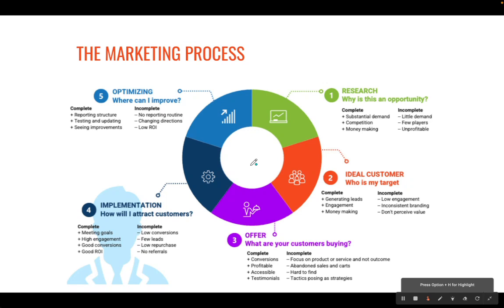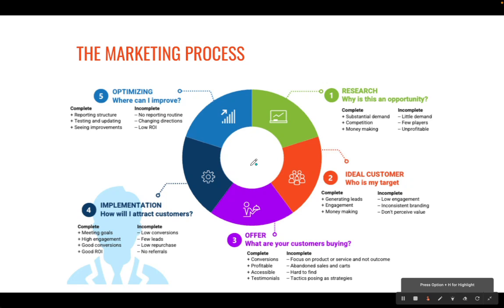The third step is creating an offer. You can already see how one of these flows to the next. You've done your research, you found your ideal customer, you know what matters to them when they're buying what you're selling, and now you're going to create an offer. You know you've got a good offer if you're getting conversions, if you're profitable, if your customer can access what you have and they're happy to talk about it and give you testimonials. If you are stuck there, typically you're probably focusing on the product and service and not the ideal outcome.